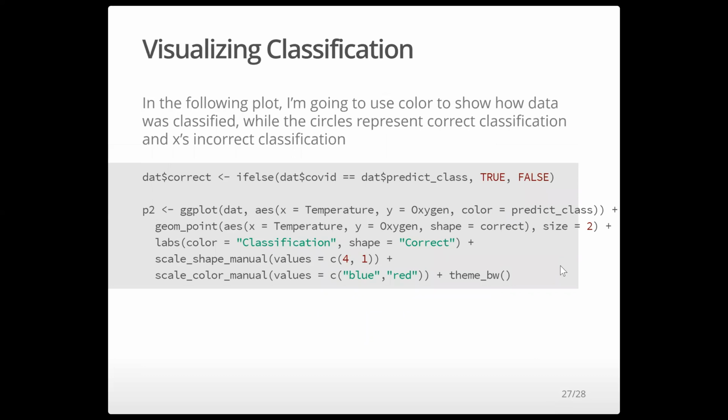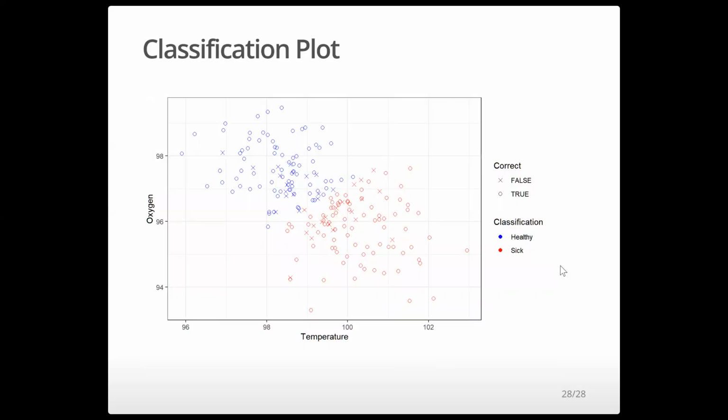So this next plot is again going to show this classification, and it's going to use color to separate how the participants were actually classified. And then it's going to use circles to represent cases where the classification was correct and X's to indicate where it was incorrect. And there you see the X's are the incorrect classifications. You see most of them are towards the center, which is where there's a lot of overlap between the distributions, but there's a few that are further out. So this blue X would be classified as healthy but sick. This red X would be classified as sick but healthy.